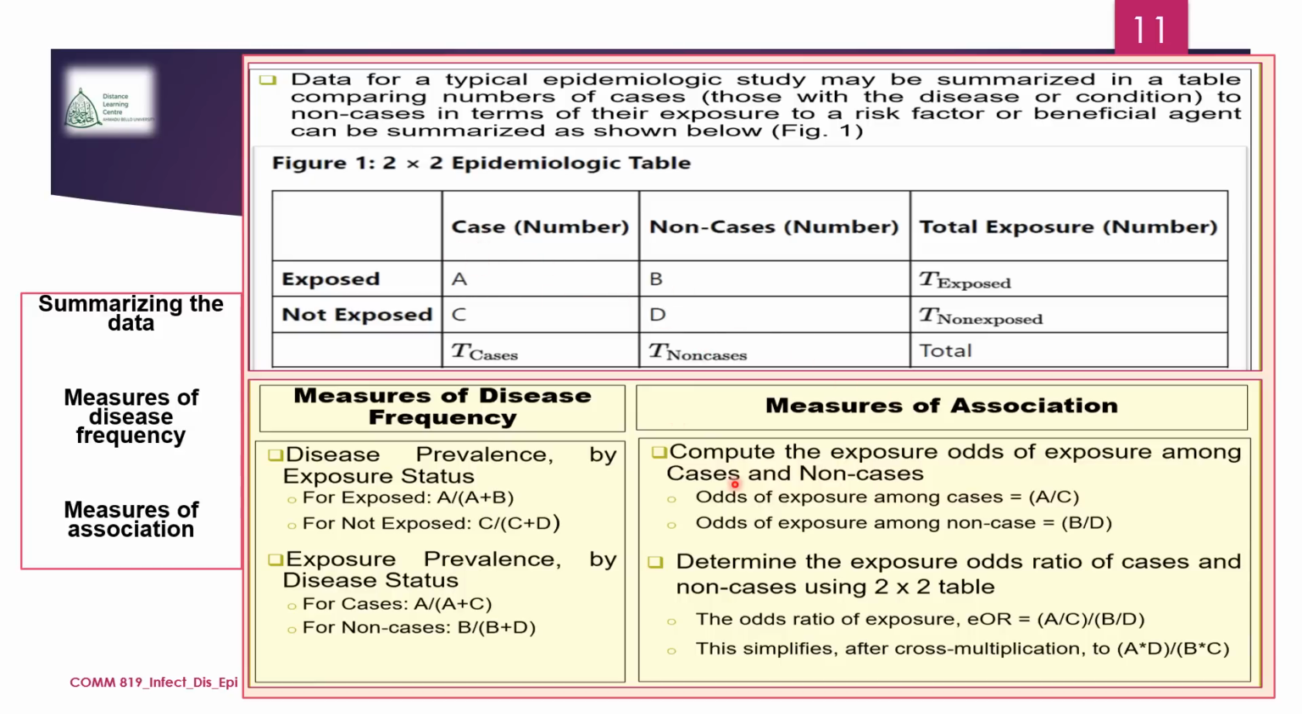But the simplest way to do it is to cross multiply directly from the table. If you want to calculate the odds ratio, it will be A times D divided by B times C. So once you do this, A times D over B C, that will give you the odds ratio.